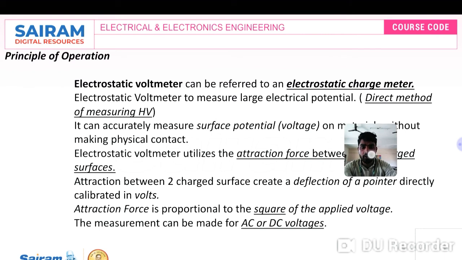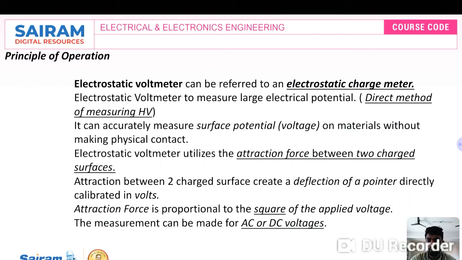Let us see the first concepts regarding module 3, measurement of high voltage and current. In that we have the electrostatic voltmeter and electrostatic charge meters. All of us know a voltmeter is used to measure voltage, but here the electrostatic voltmeter is used to measure high voltages, I mean large electric potential. So how will it measure?